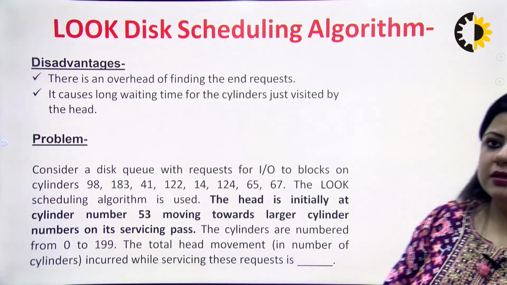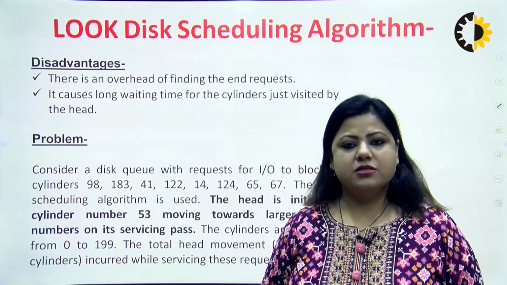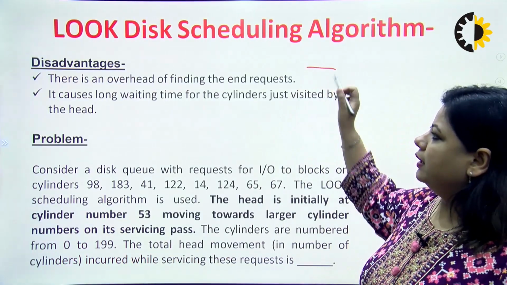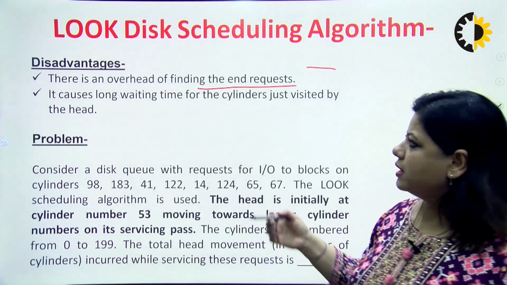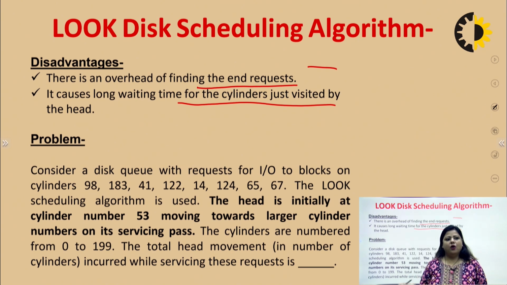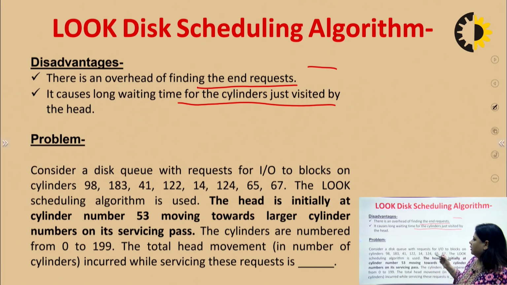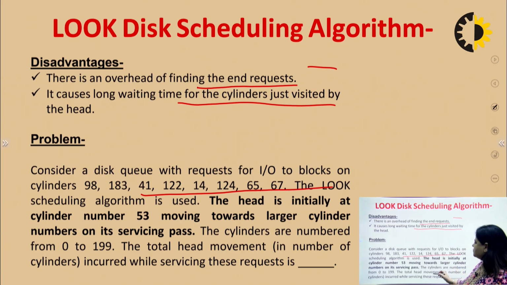Now the last is the LOOK disk scheduling algorithm. In the case of LOOK, there is one overhead of finding the end request, and it causes long waiting time for the cylinder just visited by the head. Or we can say it is similar to SCAN, but it stops at the last request instead of going to the disk's end. So consider a problem where the same string is given and the head starts from 53.